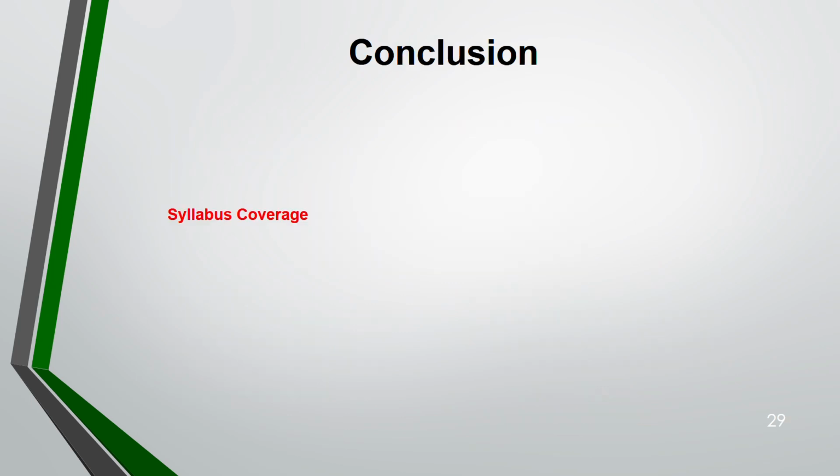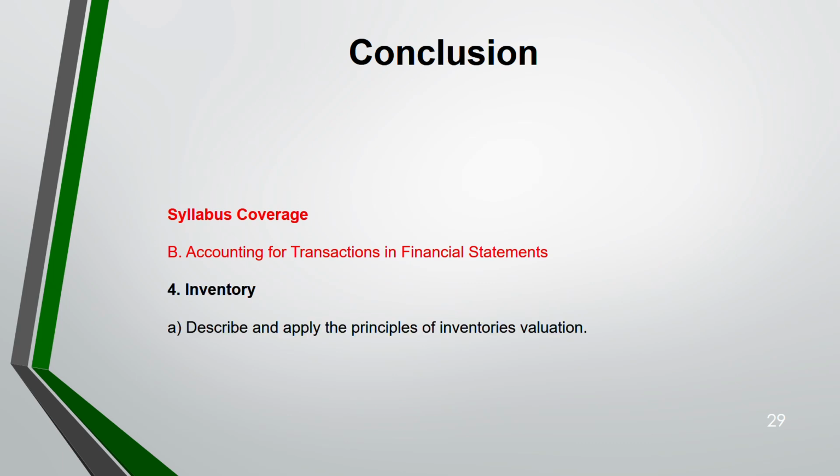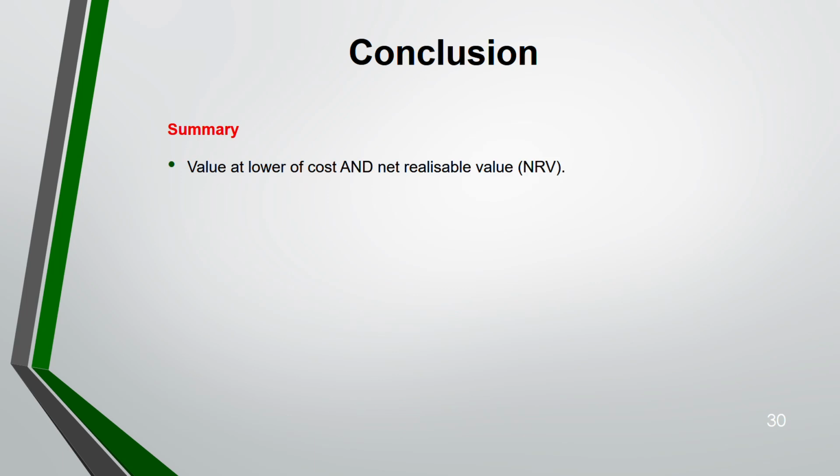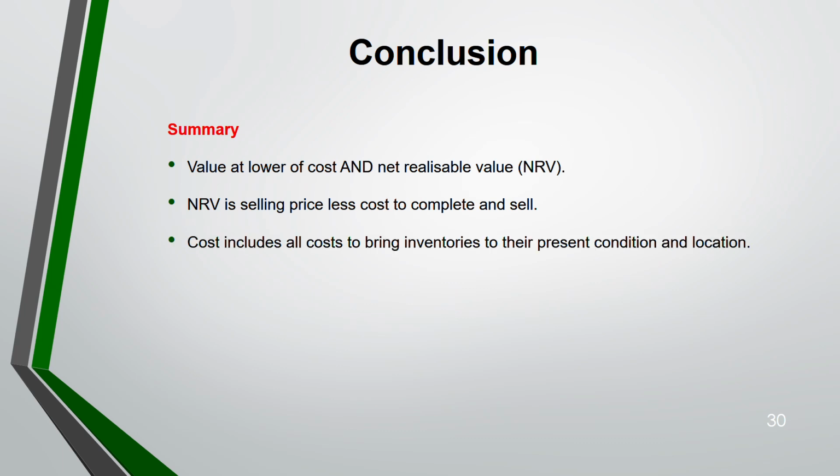Now, we are still in section B, inventory. We have applied the principles of inventory valuation, and let us summarize. So we measure the inventory at the lower of cost and net realizable value. Net realizable value is your selling price minus cost to complete and sell. Cost includes all the cost to bring the inventories to present location and condition. If specific cost is not determinable, you use FIFO or weighted average. In your exam, they will tell you which one to use.